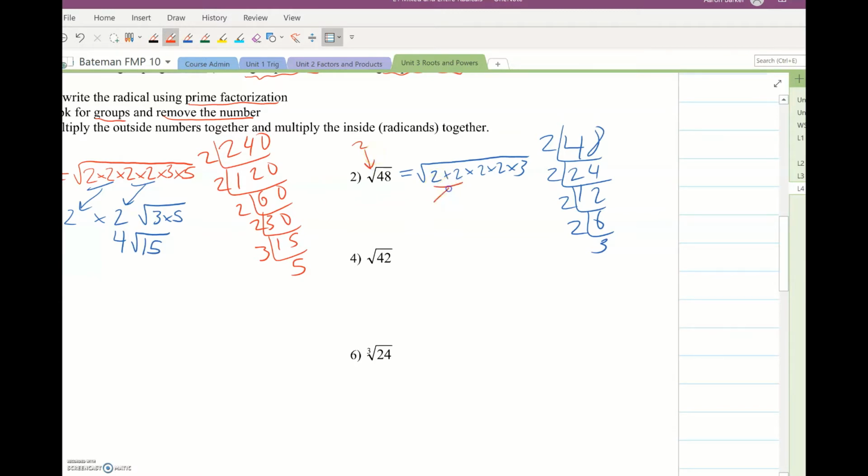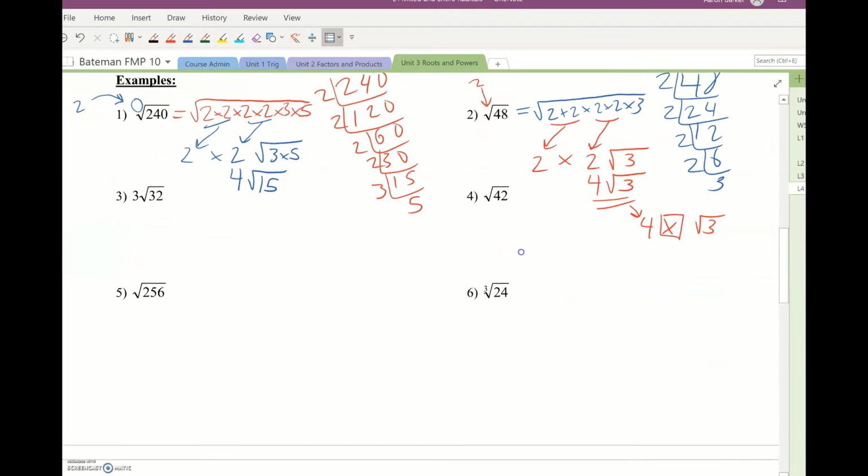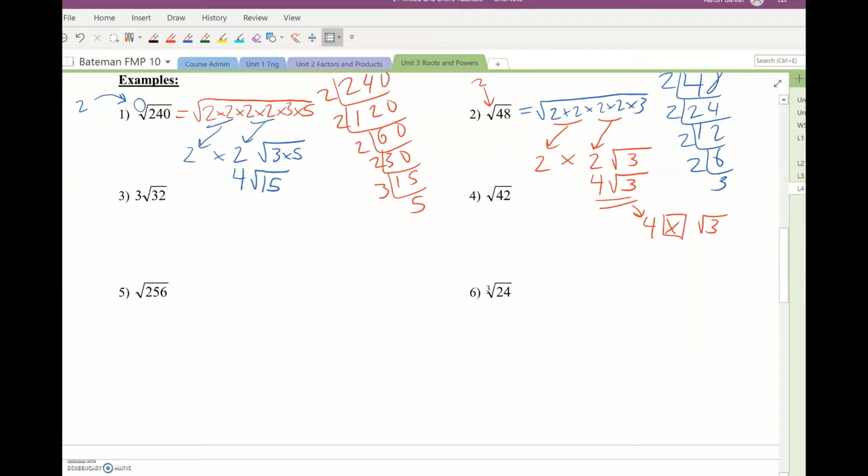And so we can take out a group of 2 and another group of 2. And these are still being multiplied together just like they are on the inside. And we got a lone wolf left over, 3. And so our final answer then, when we combine these back together and regroup them, is 4 times root 3. Okay, so on your calculator, this would be 4 times root 3, and then you would find the value of it.